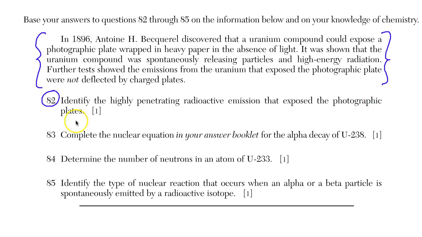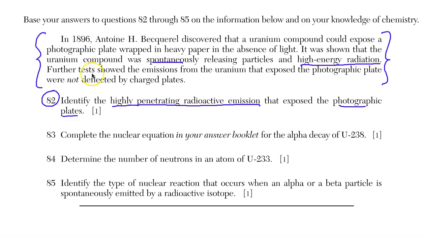Oftentimes the question that goes with this information doesn't use this information. Let's see if that's the case. Identify the highly penetrating radioactive emission that exposed the photographic plates. Well, we don't know that off the top of our heads, so we go back to the reading, and they said that Antoine H. Becquerel discovered that uranium could expose a photographic plate wrapped in heavy paper in the absence of light. It is shown that the uranium compound was spontaneously releasing particles and high energy radiation.